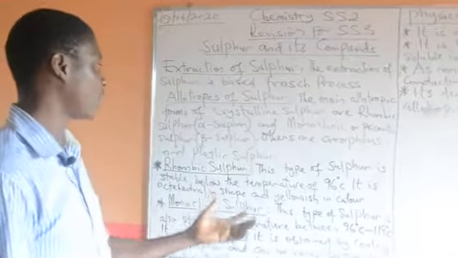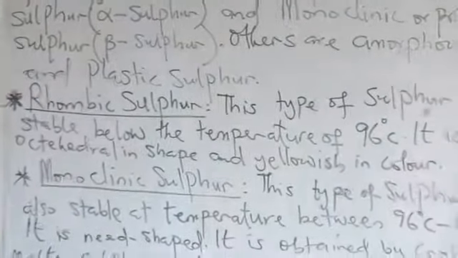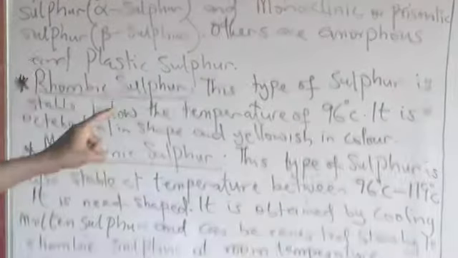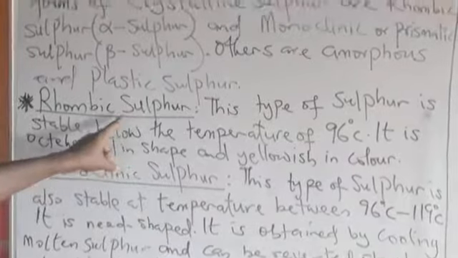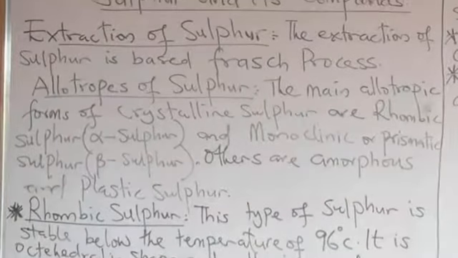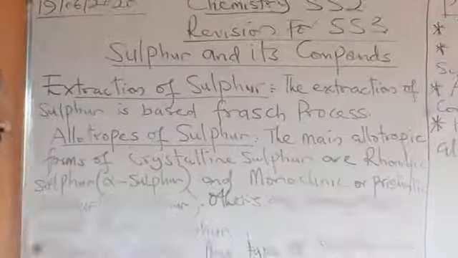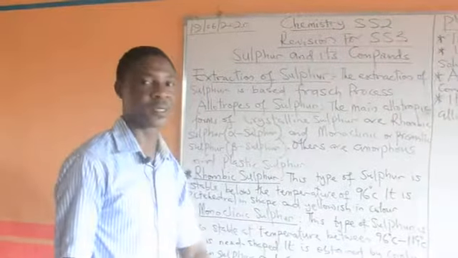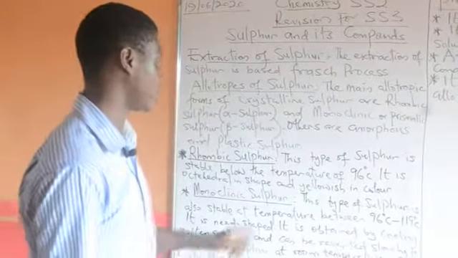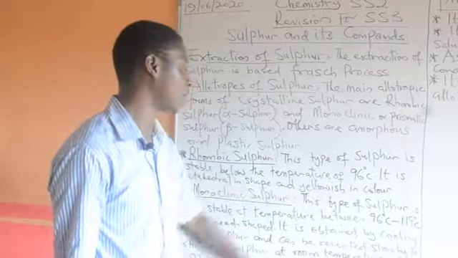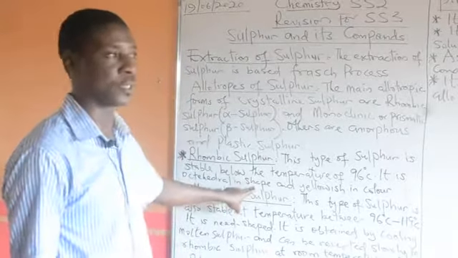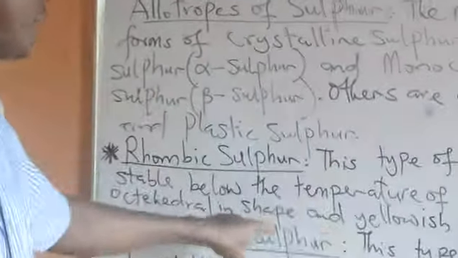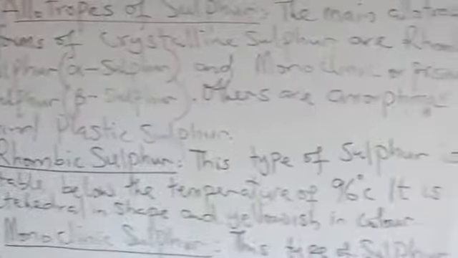So now, let's talk about rhombic sulfur. The rhombic sulfur is one type of sulfur that is very stable. But not just stable, please mark my words, it is very stable below the temperature of 96 degrees Celsius. I repeat, rhombic sulfur, which is the first crystalline form of sulfur, is very stable below the temperature of 96 degrees Celsius. Now, it is octahedral in shape and also yellowish in color.